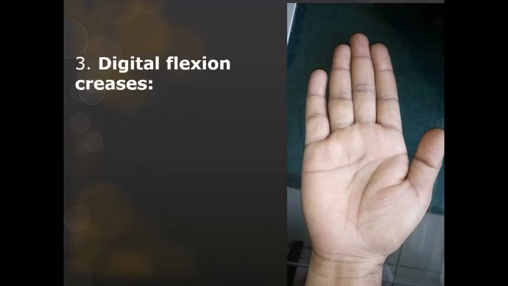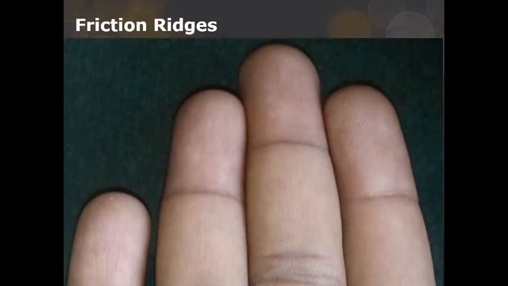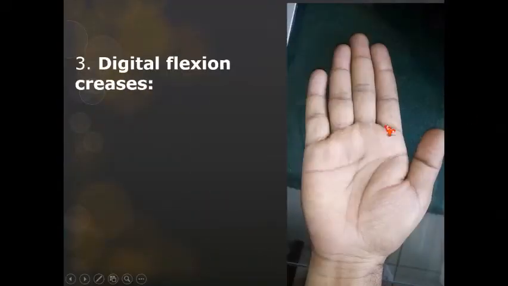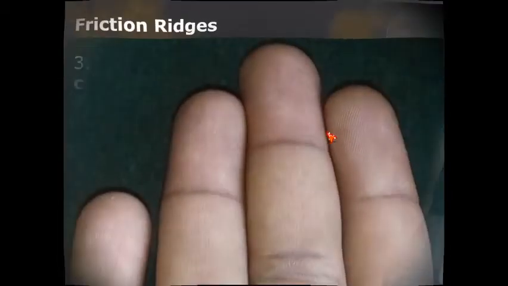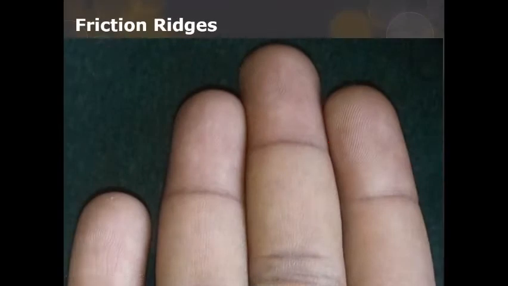Then moving to the distal flexion creases, meaning the flexion creases which are present on the fingers, let us see that. Here you can see the distal flexion creases which are present on the palmar aspect of the fingers. Then we can identify friction ridges. These are the friction ridges which we can identify on the distal phalanges.